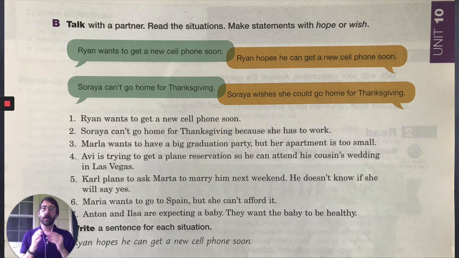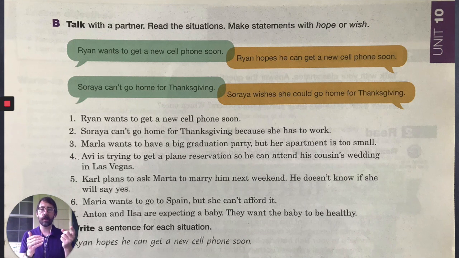Okay, so at least write sentences using wish or hope for 1 through 7. And if you want to challenge or push yourself, do something like I did for number 3, where you change the situation or think differently about the situation so that you can do the opposite. So most of these have one good idea, best idea.